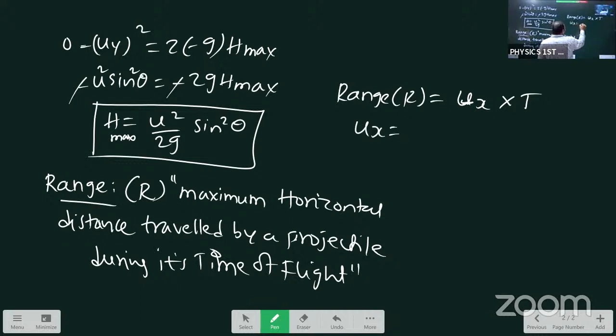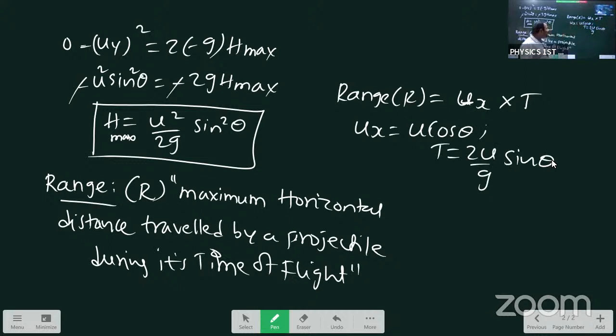ux equals u into cos theta. T equals 2u sin theta by g. This is the time of flight formula. So R equals u cos theta into 2u sin theta by g.